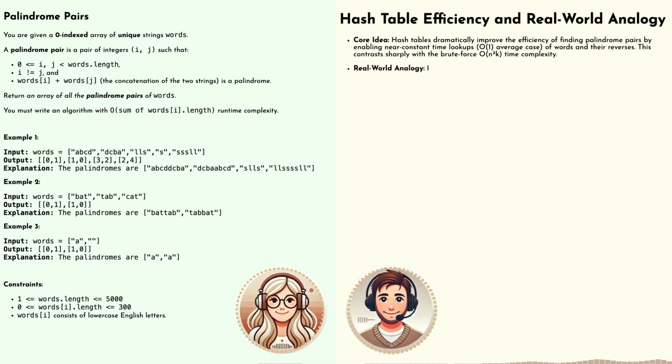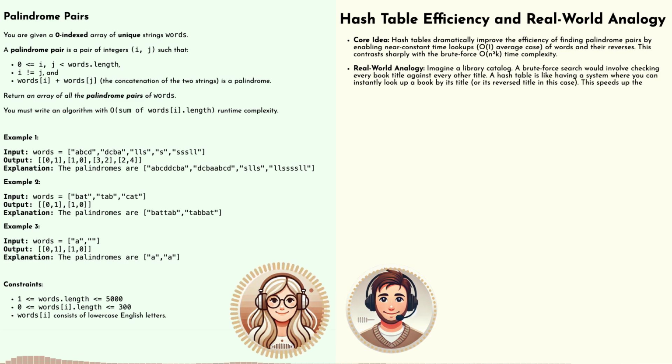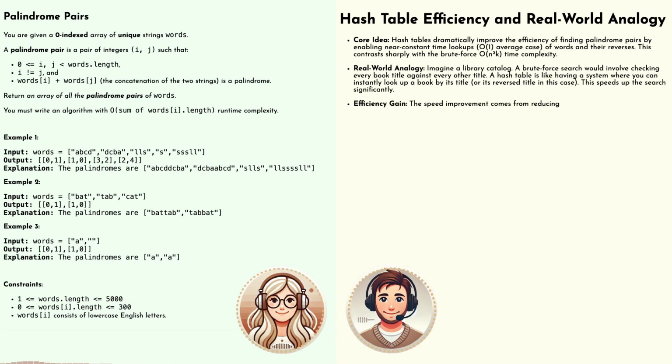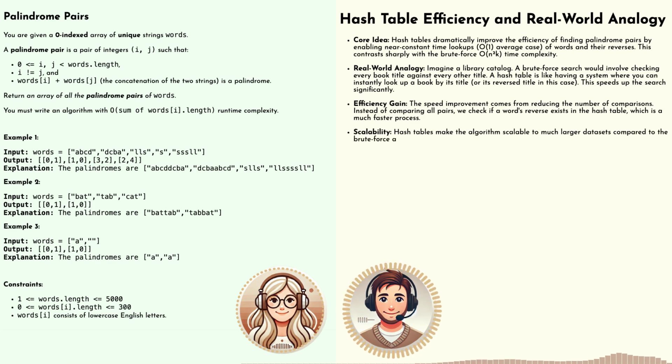So how much faster are we talking here? So the hash table approach brings our time complexity down to big O of n times k squared, which is a significant improvement over n squared k, especially when k is much smaller than n. Okay, I'm trying to wrap my head around this.